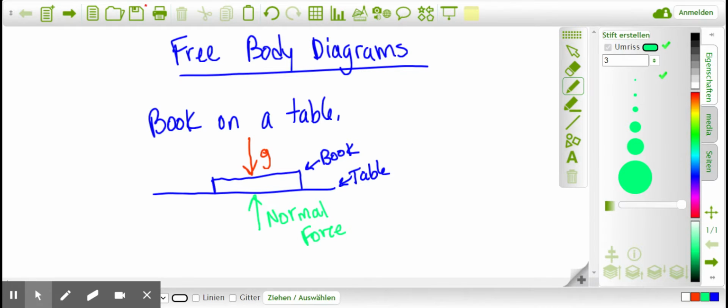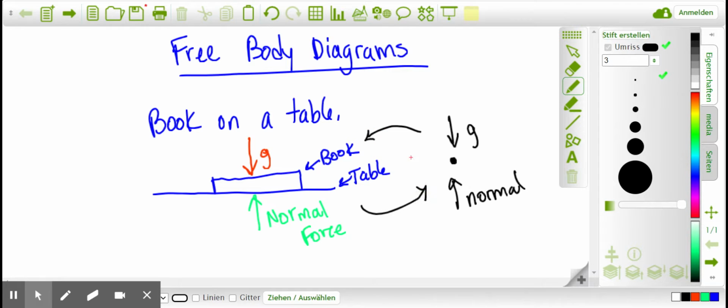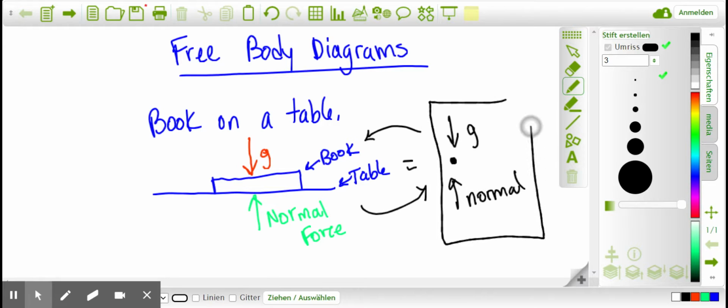Okay, so an easy way to illustrate this same exact thing is by simply placing a dot to illustrate the book. We have the force of gravity, and we have our normal force. It means the same exact thing. This and this, they're equal. Okay, so our free body diagrams are going to look something like that, where you simply just tell me what is going on with that particular force or that particular object.